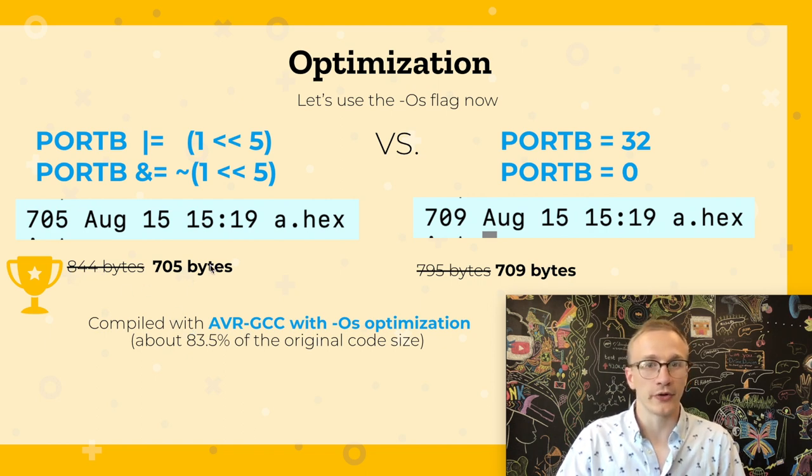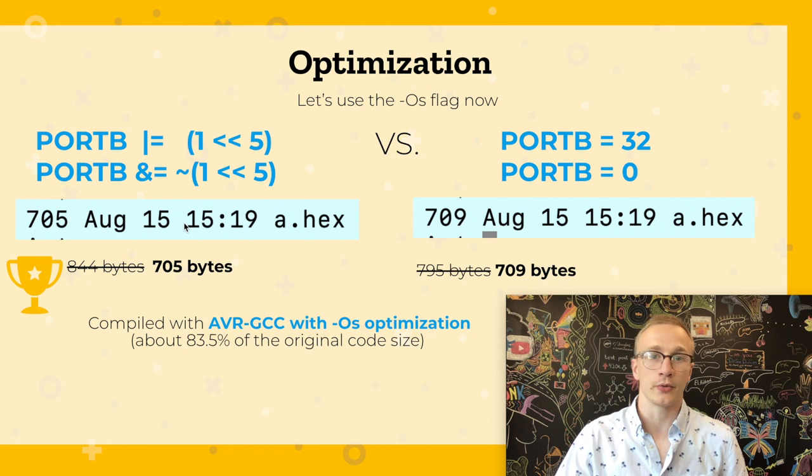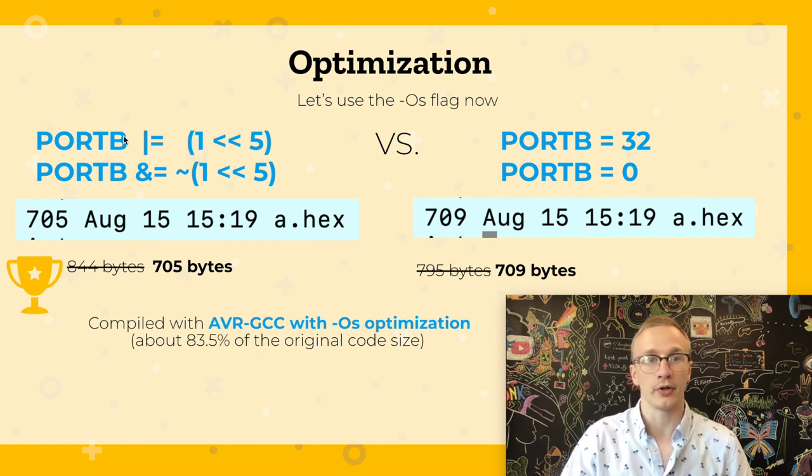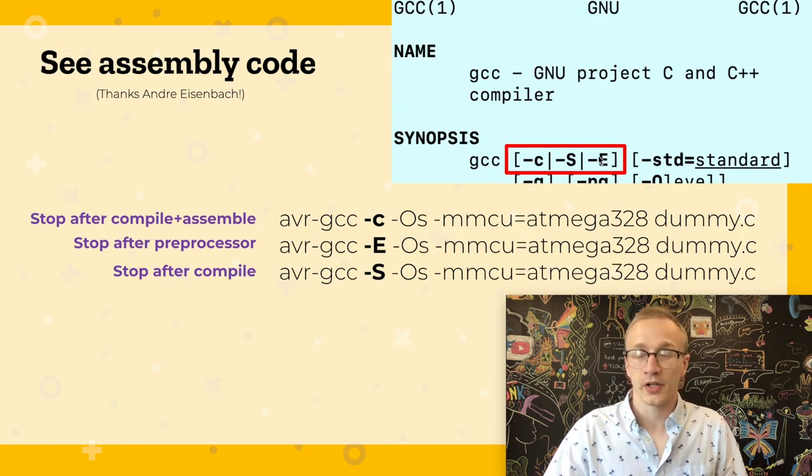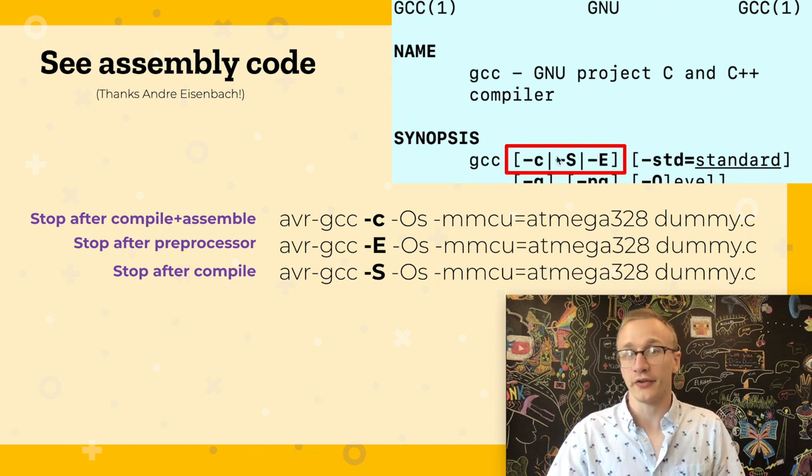But you might also notice that the winner of the which file is smaller game flip-flopped back over to here. Just like using the Arduino IDE, using bitwise operations results in a smaller file size than hard coding it to 0 and 32. I'd like to say thanks to Andre for telling me about the dash capital E flag. It helped me stumble upon this dash S flag as well.